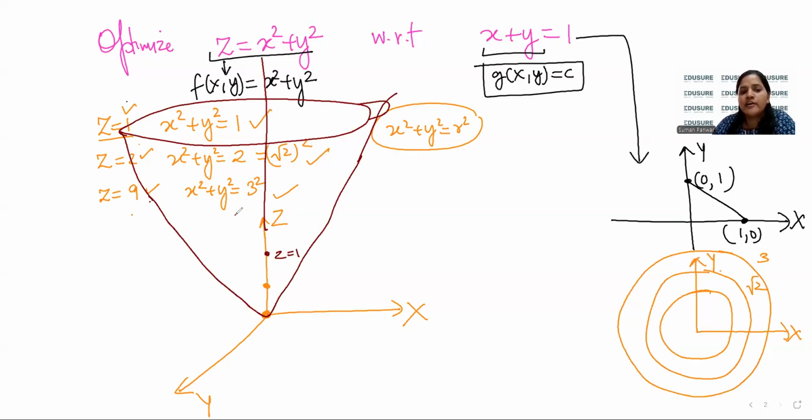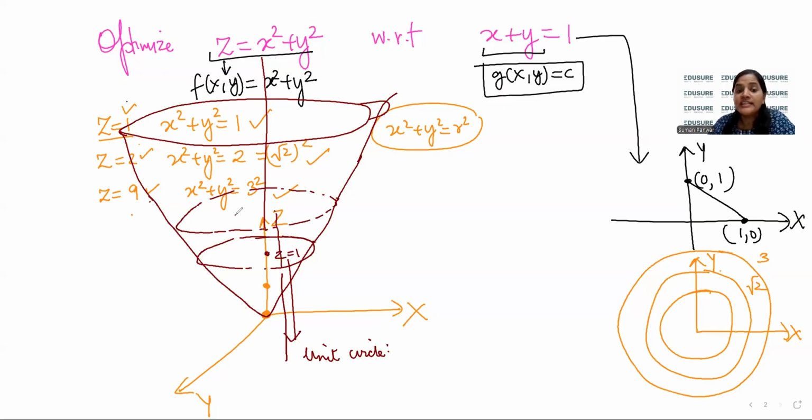So when I put z equals 1, I am going to cut a concentric circle like this. When I project this into the xy plane, I get a unit circle. So you fix z equals 1, you get a unit circle on the xy plane. You fix z equals 2, you again get a circle on the xy plane. So these circles are nothing but the level curves.